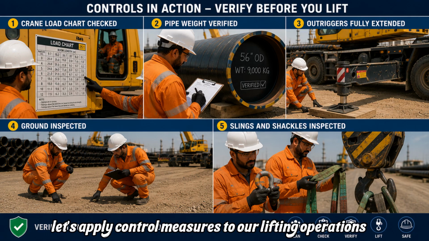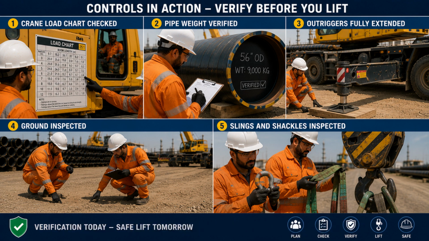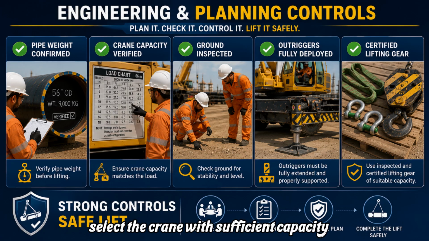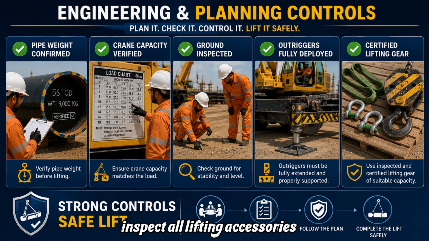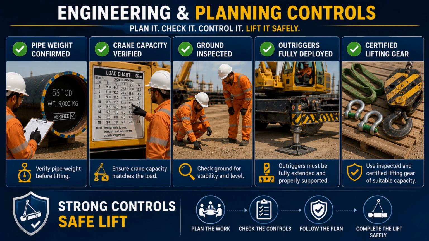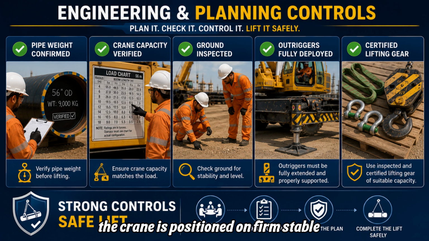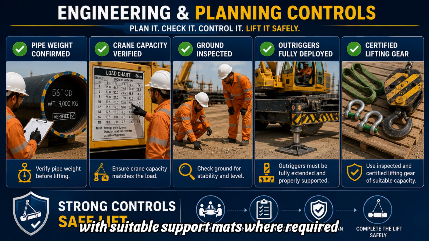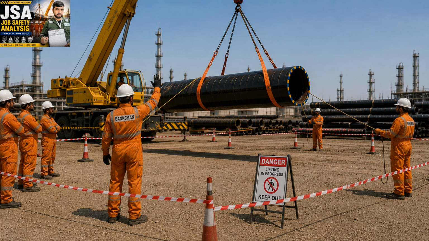Let's apply control measures to our lifting operations. To reduce the risk of a dropped load, we confirm the weight of the pipe, select the crane with sufficient capacity, inspect all lifting accessories, and ensure the lifting gear is certified. The crane is positioned on firm, stable ground, and the outriggers are fully deployed with suitable support mats where required.